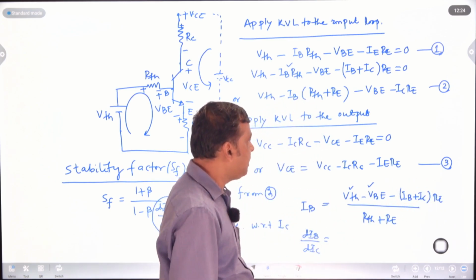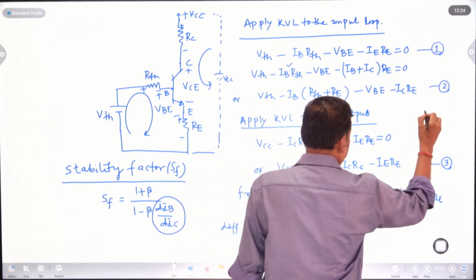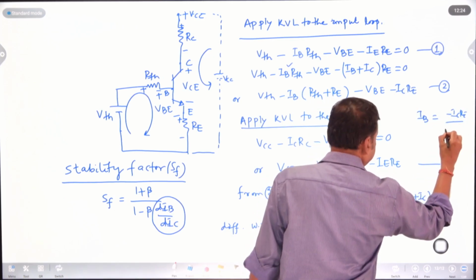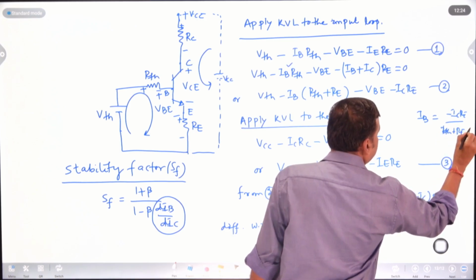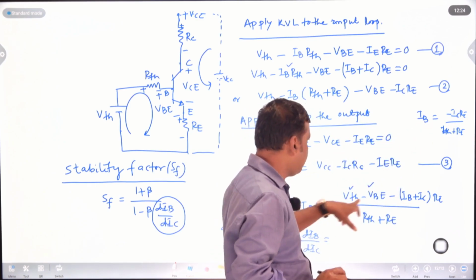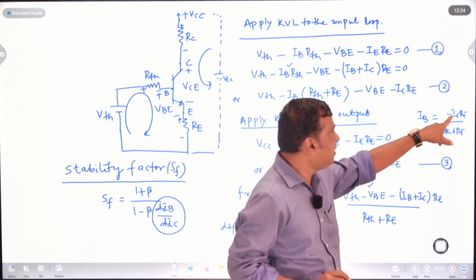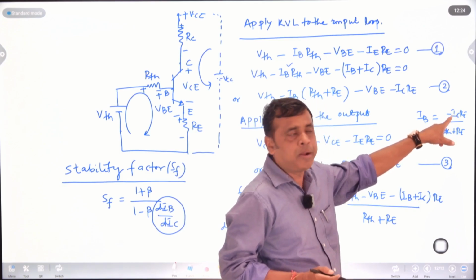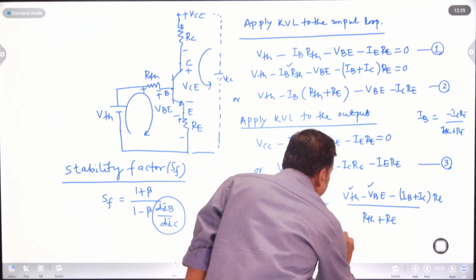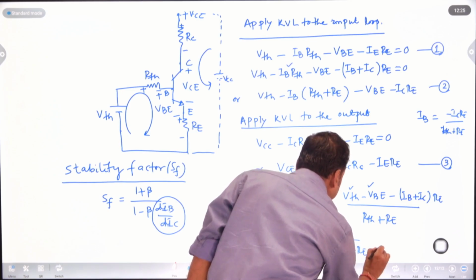When differentiating dIB by dIC, the term that remains is minus IC RE. So IB equals minus IC RE by (RTH plus RE), and all the others, VTH and VB, are constant. If you differentiate this with respect to IC, what is my dIB by dIC? The value will be minus RE by (RTH plus RE). So dIB by dIC equals minus RE divided by (RTH plus RE).